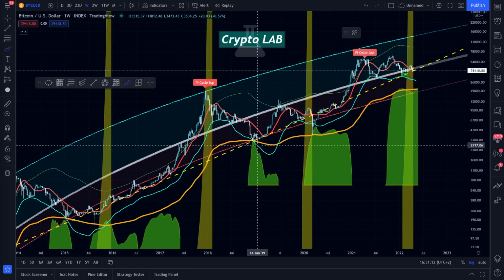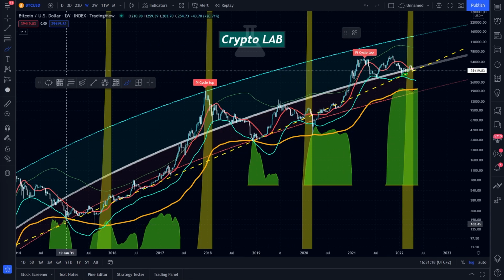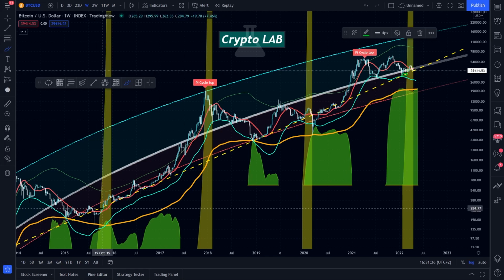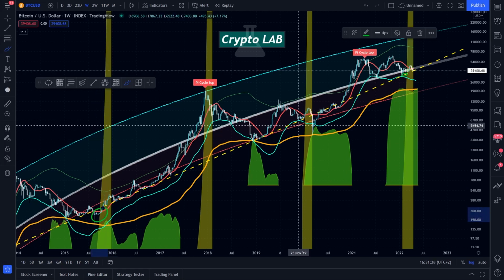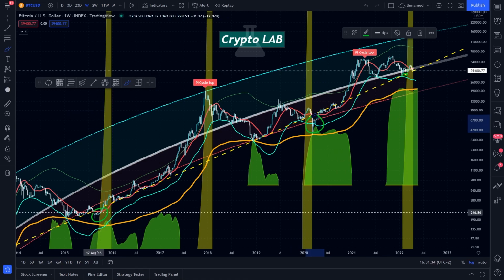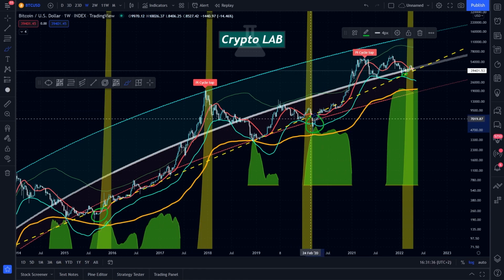So if we sum it up and we take a big step back, you see that we used this bottom to bottom line as a great support most of the times, except for this phase and this phase, because we crossed the bottom to bottom line and we went to a capitulation, and it was exactly the same scenario just right here in 2020.